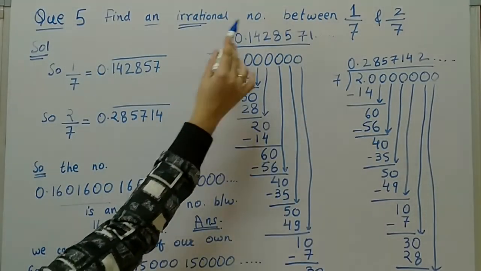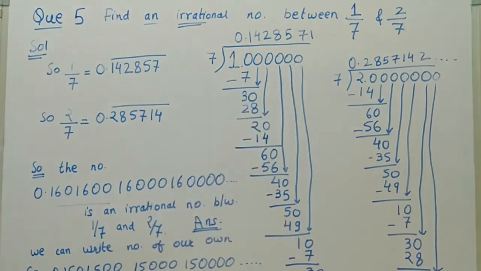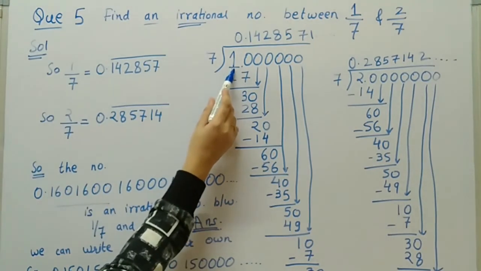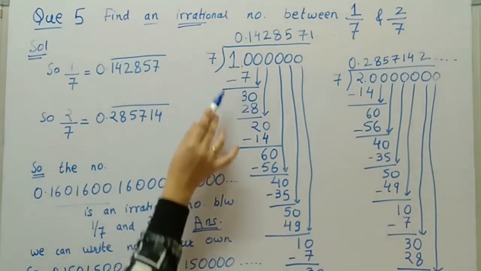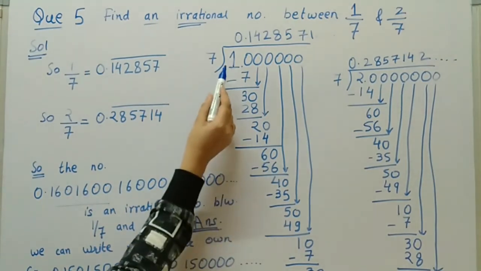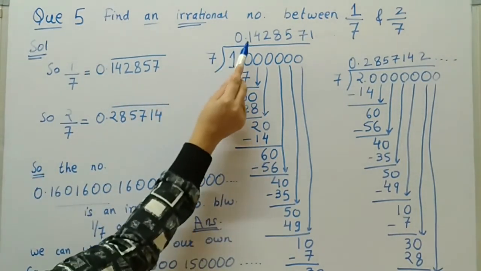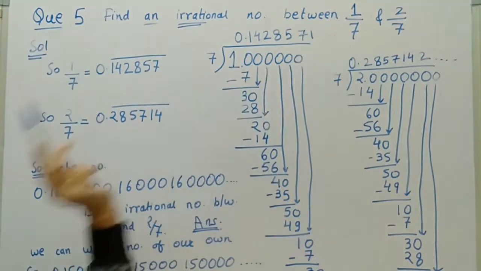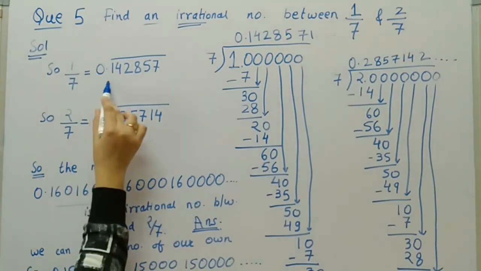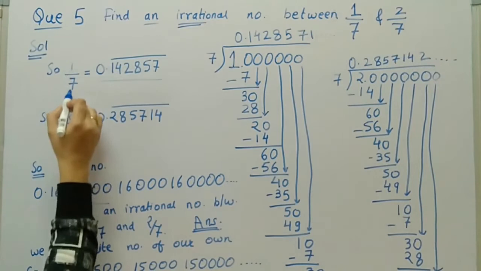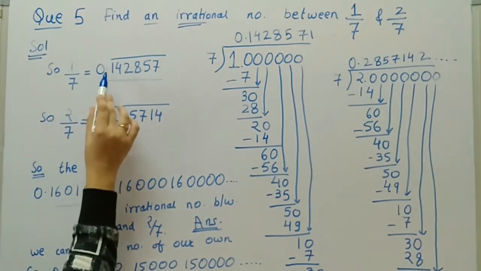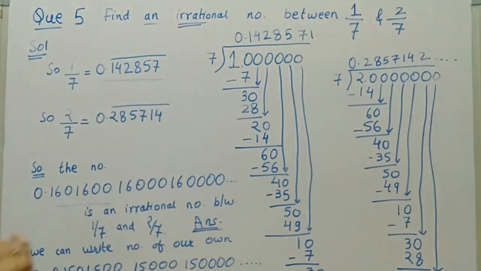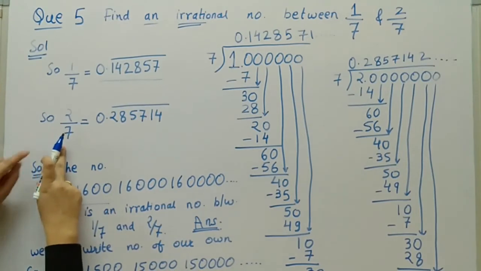So now we have to find an irrational number between 1 by 7 and 2 by 7. So for this we will divide 1 by 7. So by normal division we will see that when 1 is divided by 7, we will get 0.142857, 142857 and so on. This will be a repeating decimal. So 1 upon 7 will be equal to 0.142857 bar.